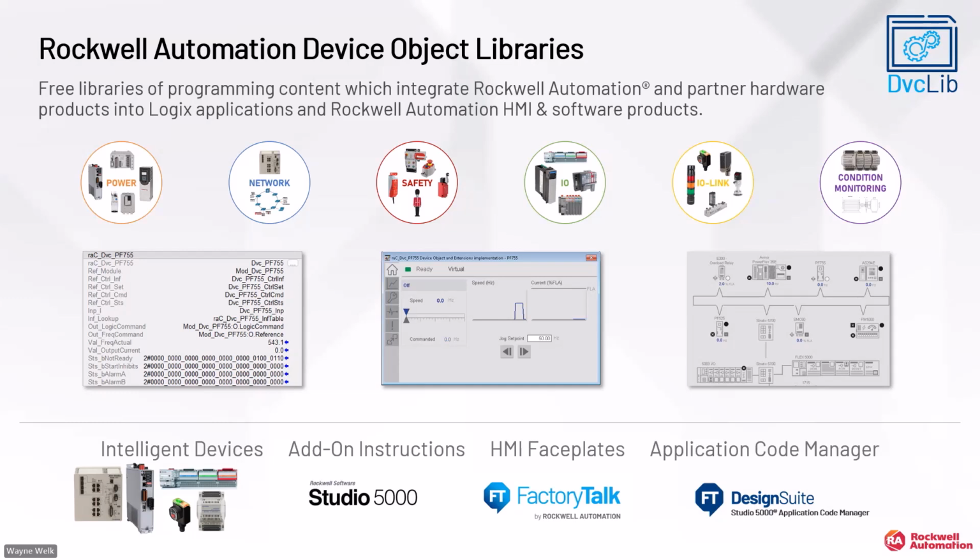You drag and drop and then have full access to their information without having to do any manual coding or custom work. And the library covers our portfolio pretty much in its entirety. It's split up into different categories, as you can see there, the 6 different categories. You've got power, network, safety, I/O and I/O link, as well as condition monitoring. So these would give you access to your device parameters, for example, for easy drive configuration and pre-made faceplates, so you can have a consistent look and feel in applications.